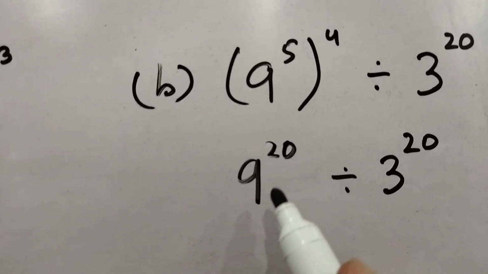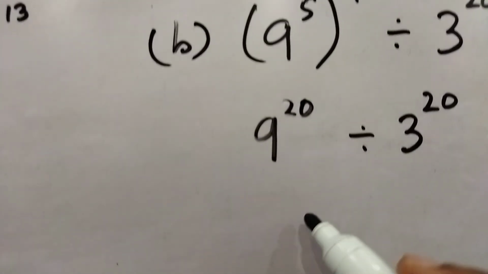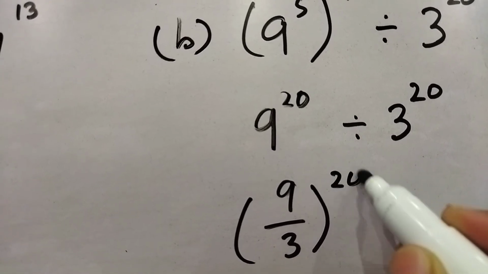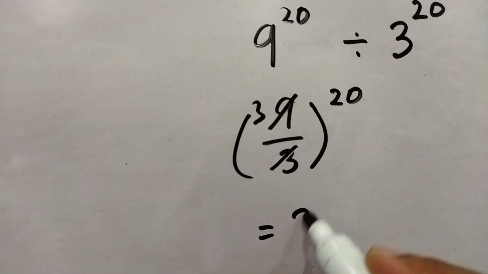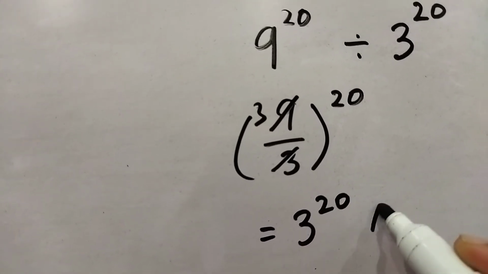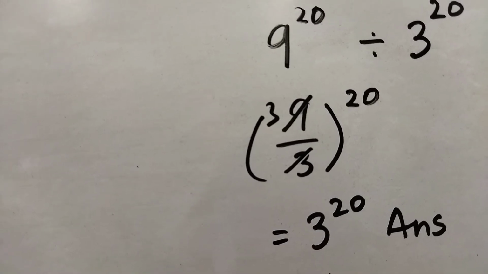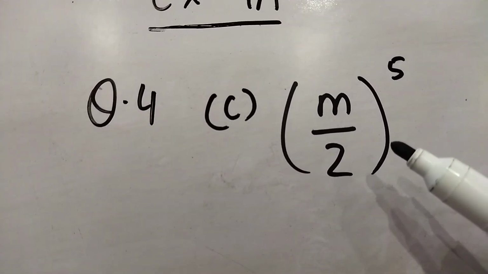So we have the same index now. So what we are going to do is divide 9 by 3, keeping the index the same, that is 20. So 3 ones are 3, 3 threes are 9. The answer would be 3 raised to power 20. This is the answer. You see, students, all you need to do is to learn the laws. Because if you learn the laws thoroughly, you just have to apply them, right?